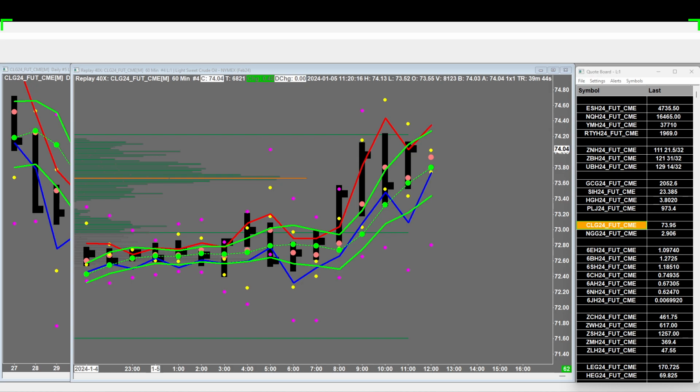Okay, notice how we're up now at the value area high, right? We're trying to get up there and test it, speeding up a little bit more here.